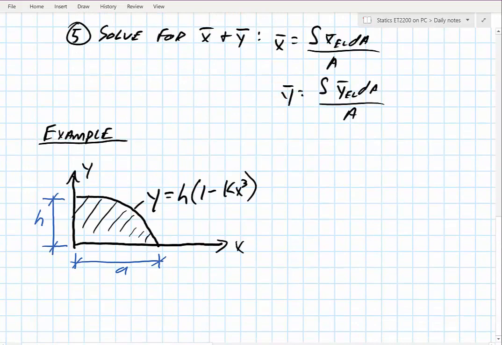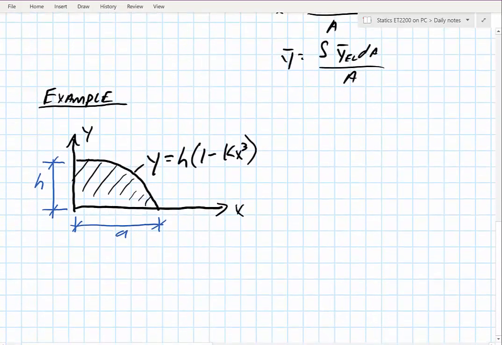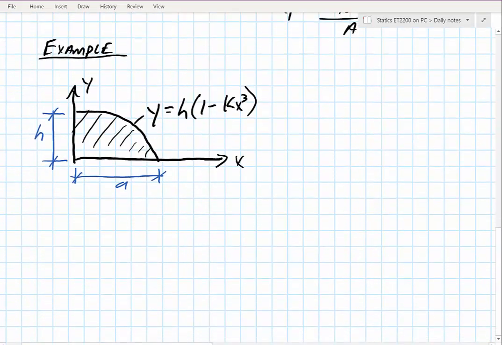So let's look at an example. All right, so here's my example. What I'm given here is some kind of function. Now notice the function has these other variables in there, this little h and this k in here. I do have h as an axis and I have a as an axis or dimension in the different axial directions. What I'm looking to find is the centroid, my x bar and my y bar for the shape.